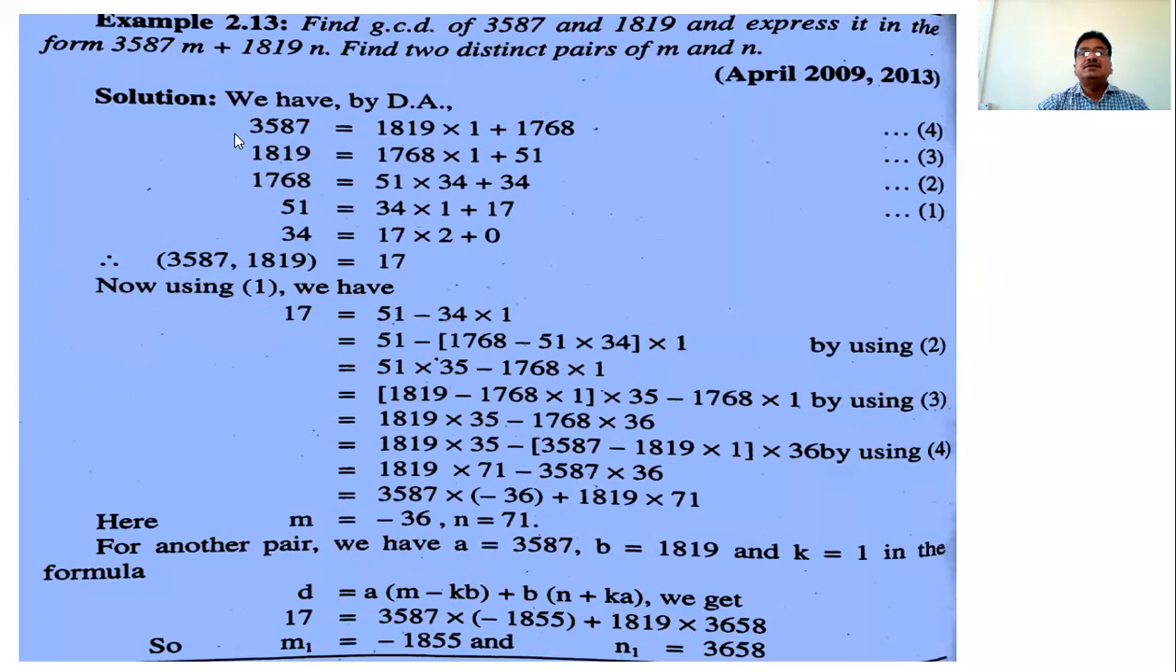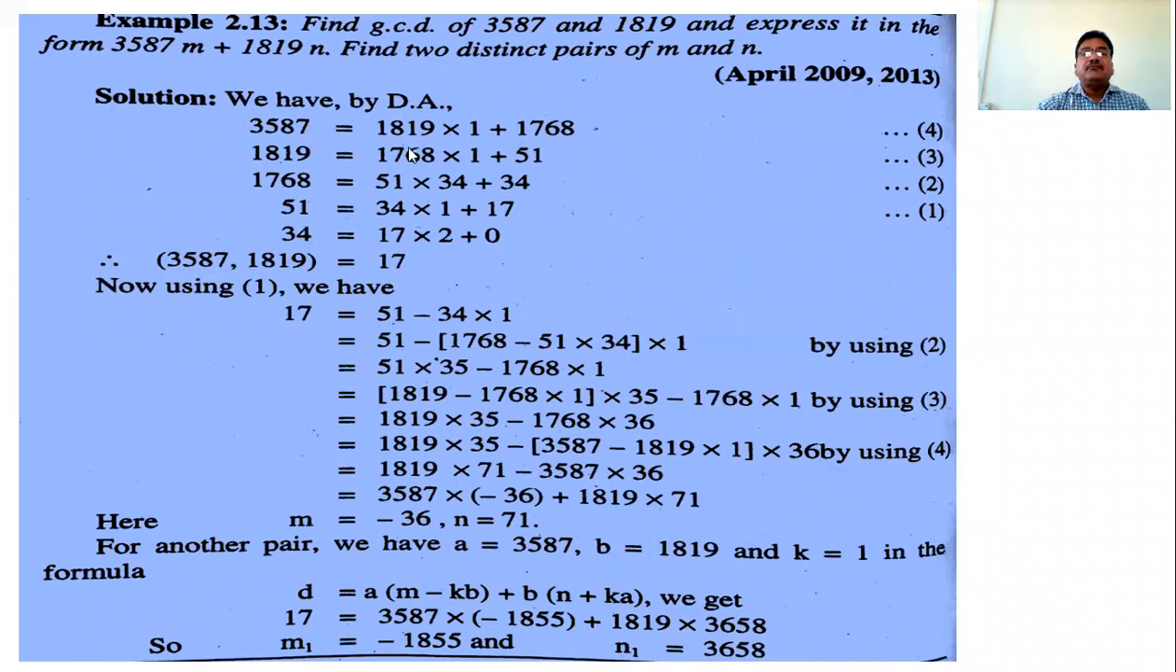The largest number is 3587, so divide this number by the smaller number, 1819. The quotient is 1. Either write it in a round bracket as 1, or write 3587 equals 1819 into 1 plus 1768. So this is the remainder and this is the quotient.